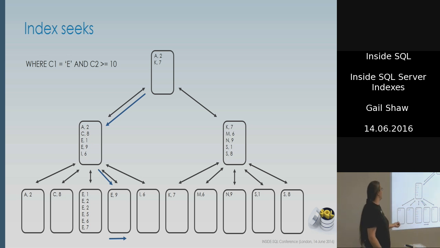You get a singleton seek when you've got a unique index and a seek on all the columns of that index.